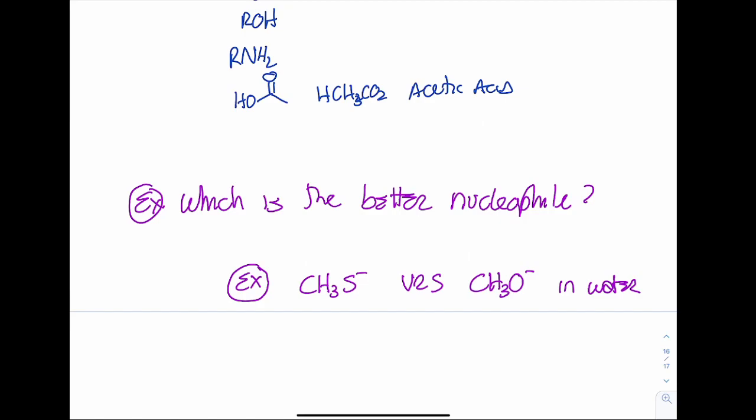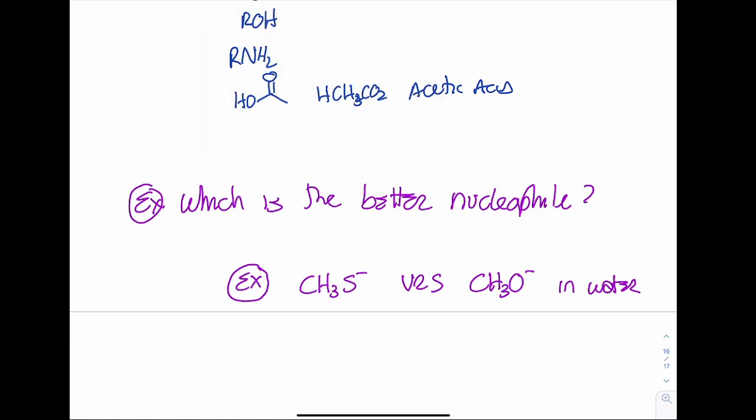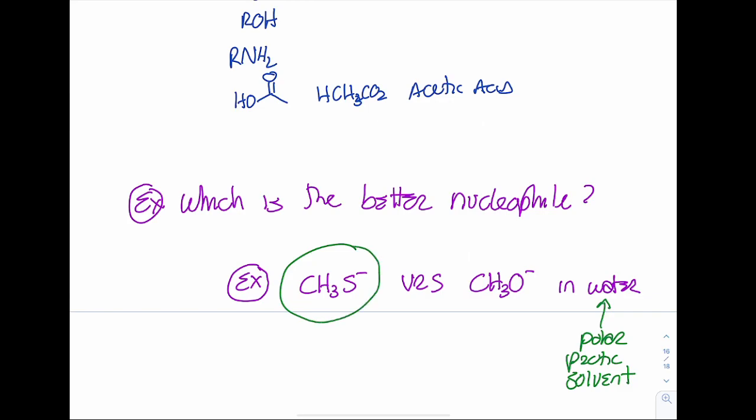So the first thing I'm going to think, okay, water, does that matter? Well, water is going to be a protic solvent. So because water is a protic solvent, it is going to matter. Polar protic. So for this one, I know that the one that has the larger atom is going to be the better nucleophile. So if you look at your periodic table, sulfur is a larger atom than oxygen. So this is going to be my better nucleophile.